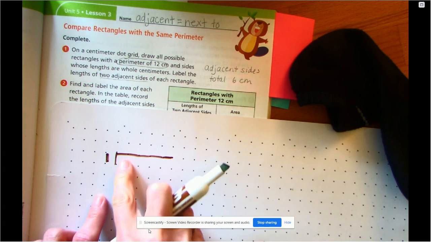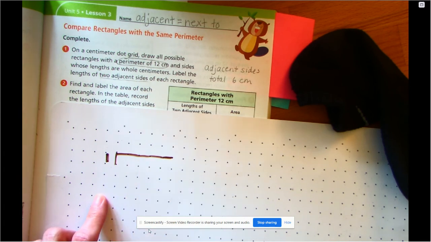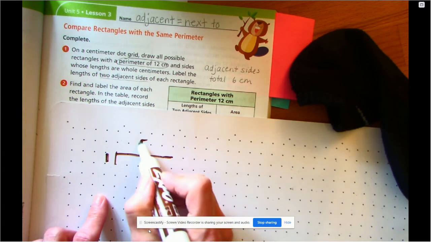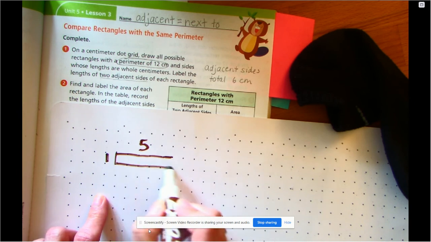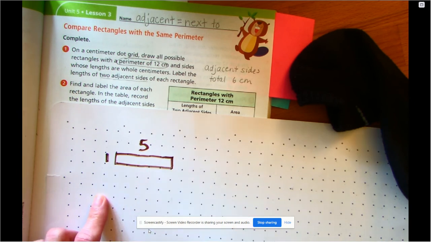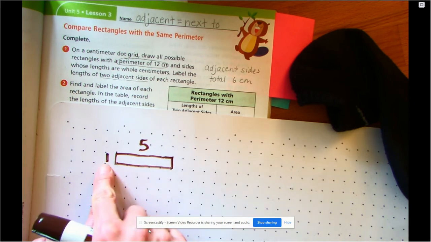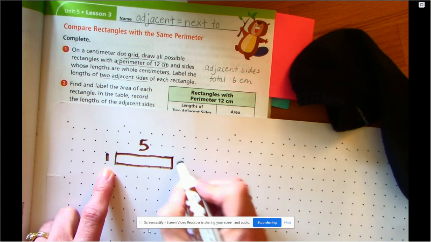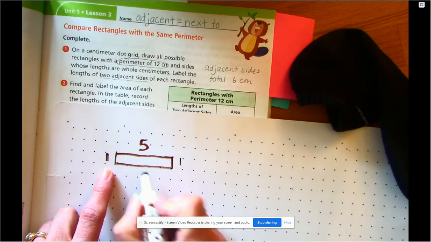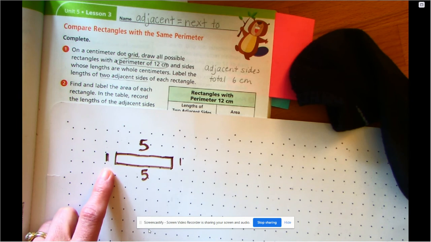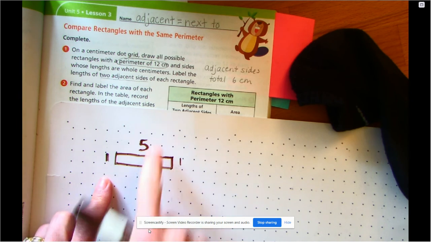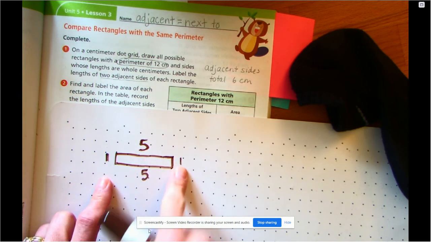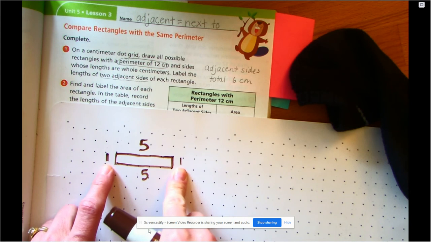So I have 5 centimeters. I can see those squares there. I'm going to finish my shape, right? So if this side is 1, then I know the opposite side is also 1. Okay, let's add those numbers up. 5 and 5 is 10. 1 more is 11. 1 more is 12.